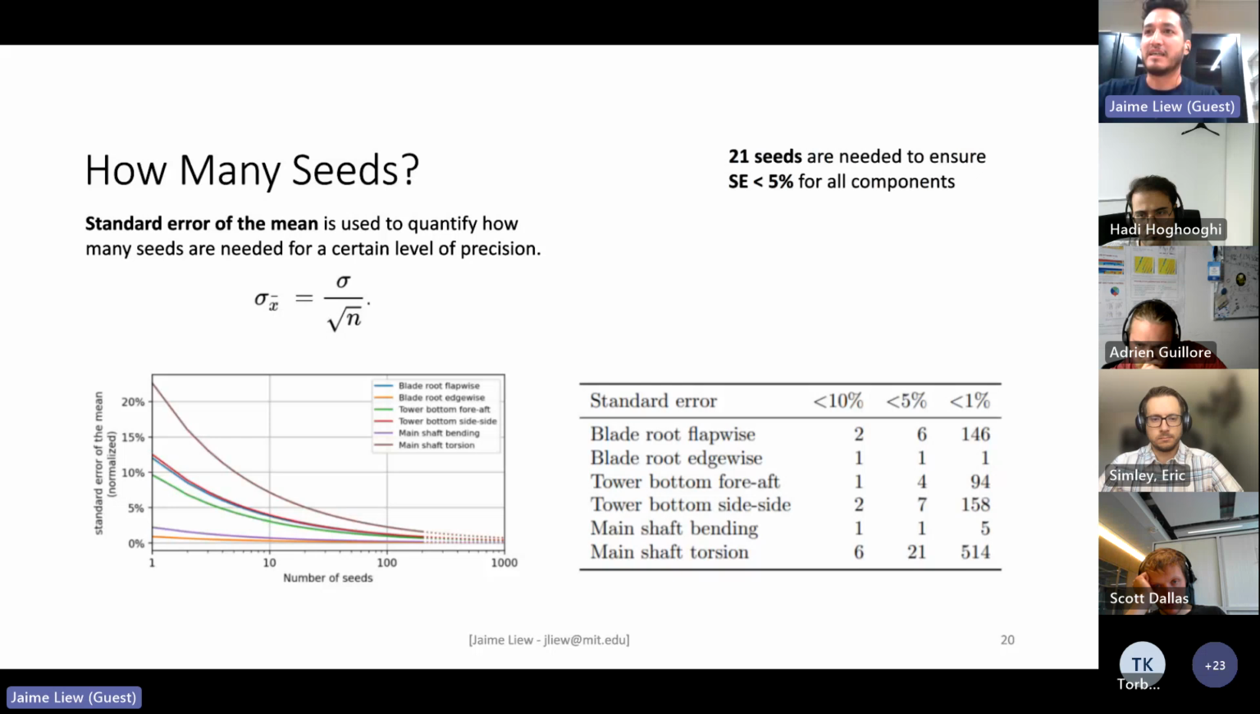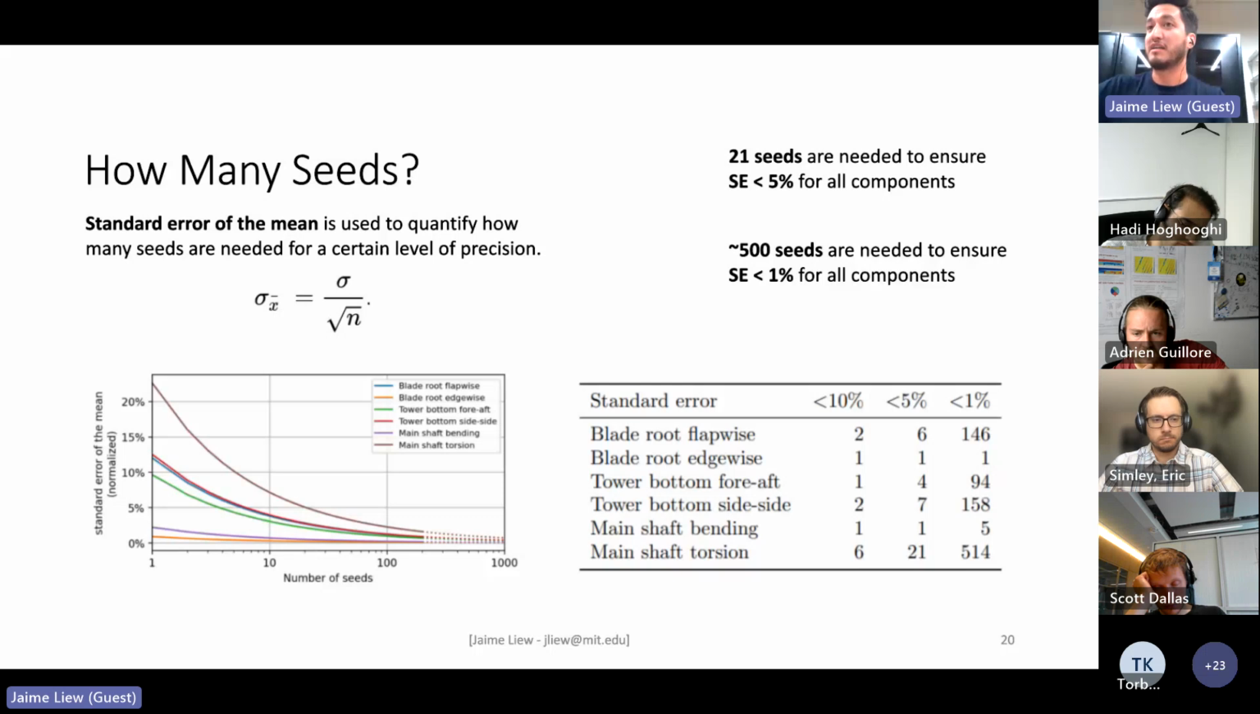So that gives you an idea. But if you don't need to worry about the shaft torsion, then you can actually get away with 6 seeds and still be within 5% of standard error. If 5% is not enough for you and you want to go down to, for example, 1%, you need significantly more, like maybe around 500 seeds to get that extra level of accuracy.